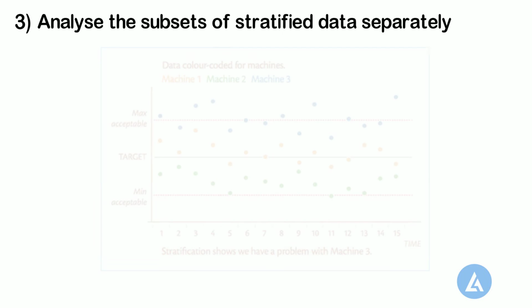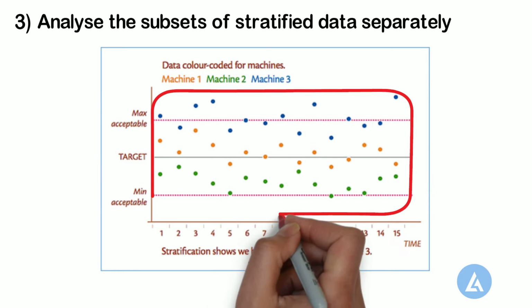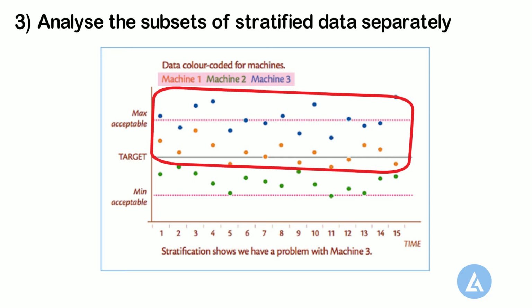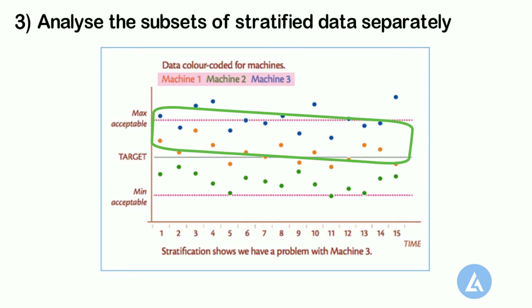3. Analyze the subsets of stratified data separately. For example, on a scatter diagram where data are stratified into data from source 1 and data from source 2, draw quadrants and count points. After that, determine the critical value only for the data from source 1 and then only for the data from source 2.